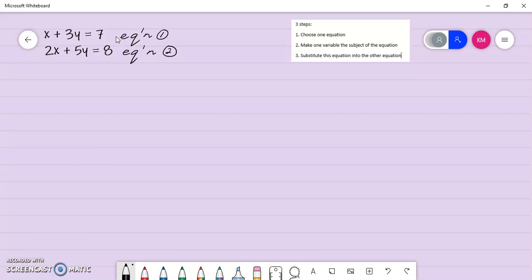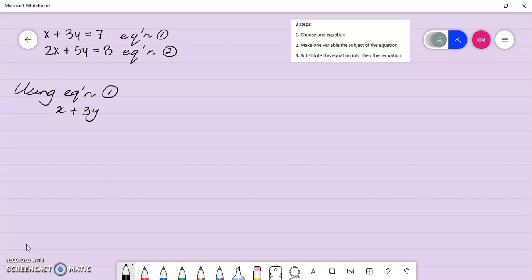Now by examination, the first equation is a better choice because we can easily isolate x. Meaning that I can have x on one side of my equation very easily by moving this 3y across to the other side to become negative 3y. So I'm going to do that using equation 1. I'm going to write back my equation 1 here.